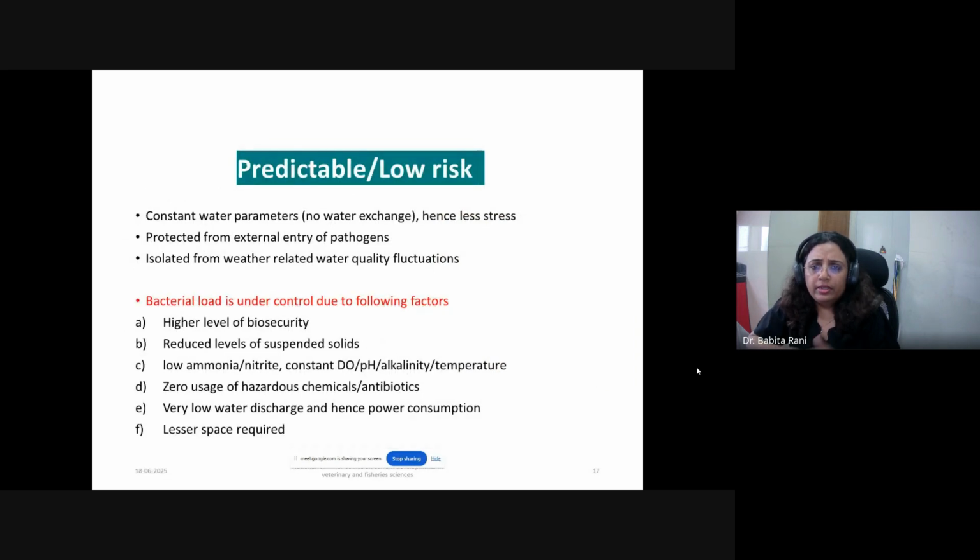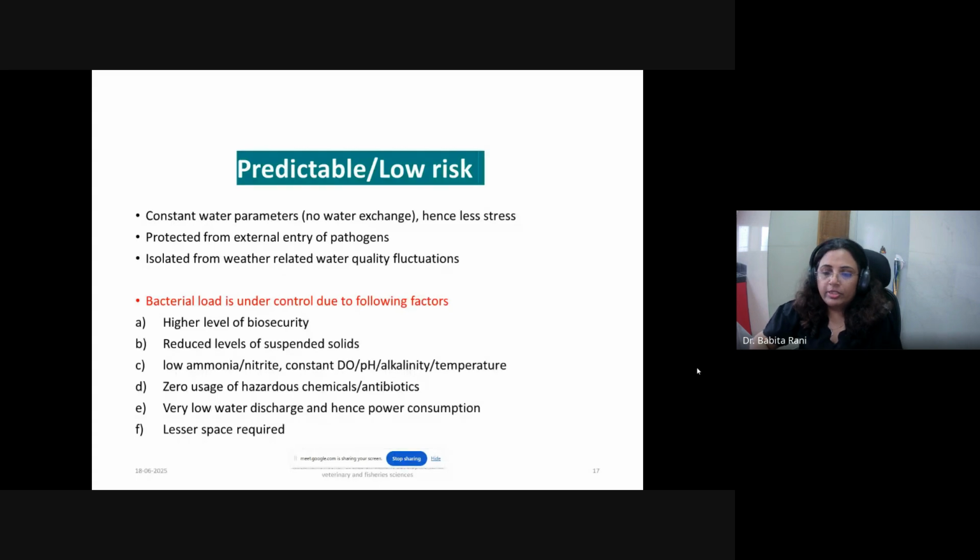Low risk and predictability: we have low risk when we go for the RAS system because parameters will be under control, protected from external pathogens, and water quality fluctuation is also comparatively low. Biosecurity is ensured, suspended solids are reduced, and we can manage other parameters. And zero antibiotic use. We cannot use any antibiotics here; that is one thing we have to keep in mind, no antibiotics. Very low water discharge, and hence power consumption is also comparatively low and lesser space is required.